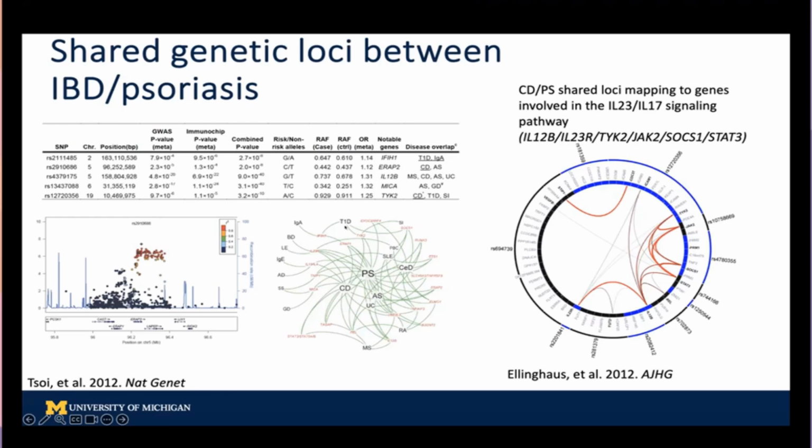This is one of the earliest approaches. Another study, published in the same year, combined the psoriasis GWAS and IBD GWAS in a kind of meta-analysis to map some shared disease signals. This is actually pretty cool. You could see how some of the genes encompassed in the shared loci are involved in the IL-23 or IL-17 signaling pathway.